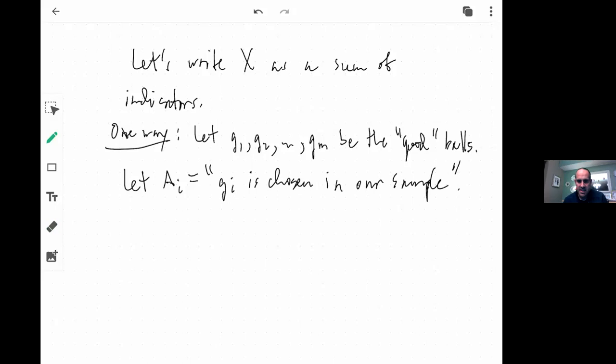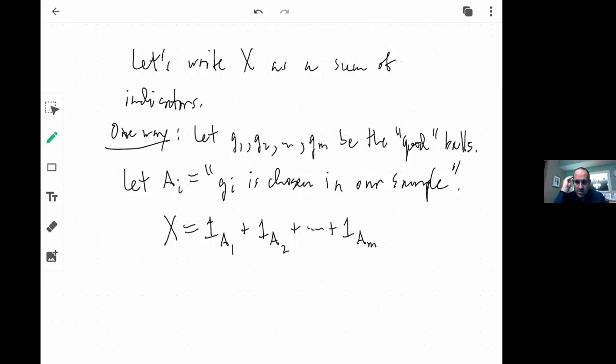Okay, that's basically the ith good ball is chosen in our sample. So how can I write X with these things using a sum of indicators? Well, X is just going to be the indicator of A1 plus the indicator of A2 plus ... plus the indicator of AM, right? It's exactly what's going to happen.